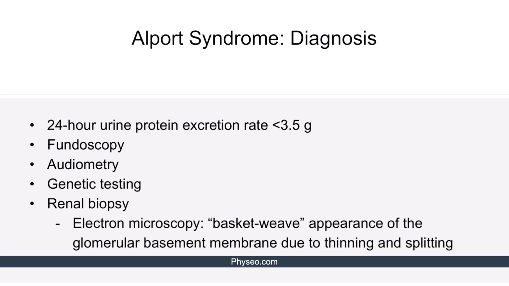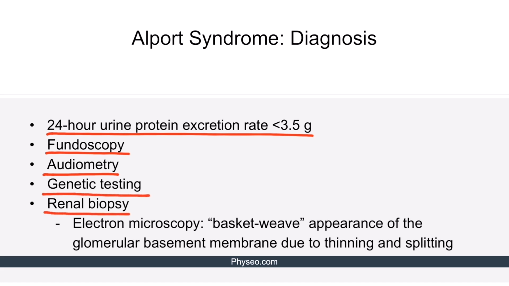Let's talk about diagnosis. 24-hour urine protein excretion rate is typically less than 3.5 grams. Additionally, fundoscopy can reveal the abnormalities of the retina and the lens. Audiometry can detect the sensorineural hearing loss. Patients should also go through genetic testing for a diagnosis.